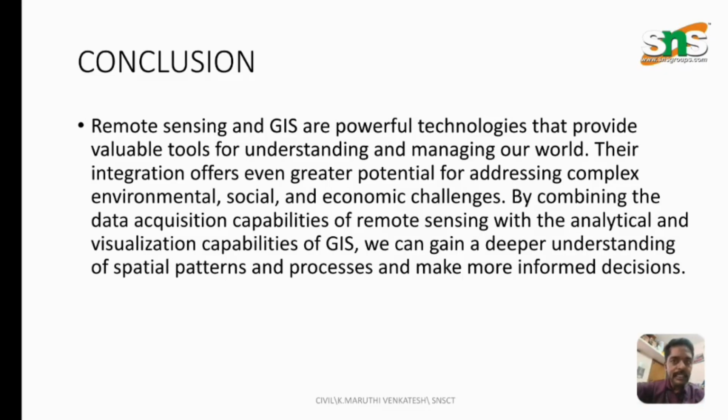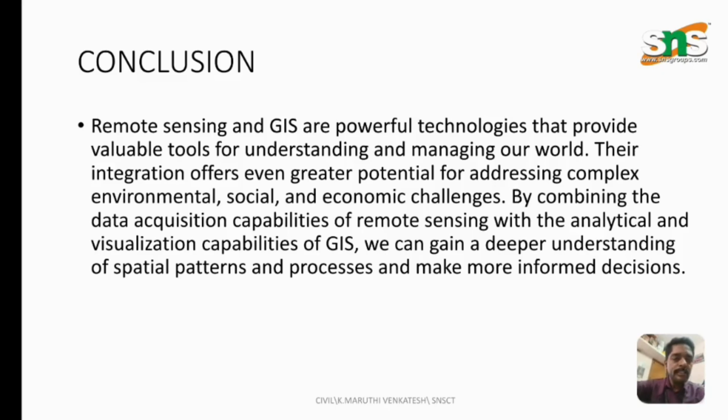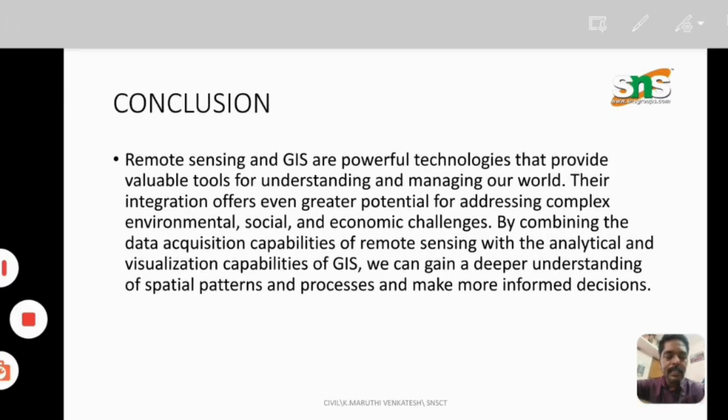This includes what types of crops and what types of industries we can provide in different areas, using different areas for transportation and land use planning. So we can make use of this by using GIS and remote sensing data by applying different software.